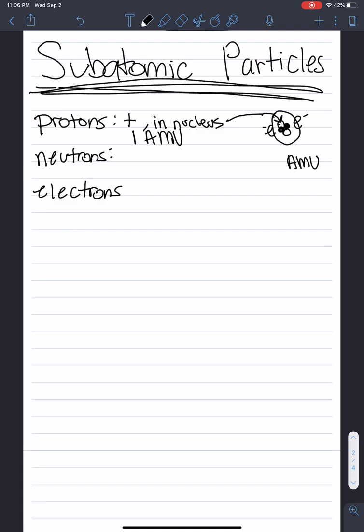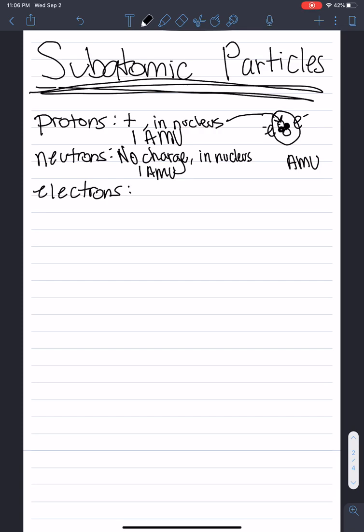So neutrons, if you remember, they're neutral. So they have no charge, right? Okay, no charge. And these neutrons, they're also found in our nucleus. All right, and these neutrons as well, they weigh 1 AMU. Right, sorry, my handwriting's kind of bad. I'll try to make it better for these next ones.